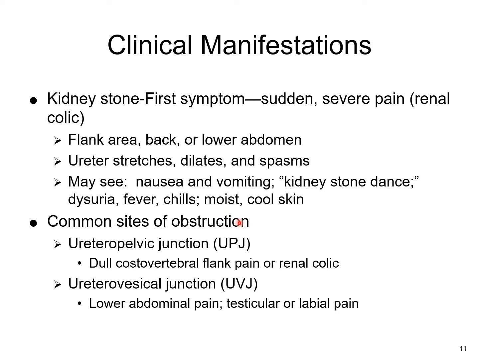The common sites of obstruction are the ureteropelvic junction area. If that's where the stone is lodged, you're going to see dull costovertebral flank pain or renal colic. That's what the patient will primarily be complaining of. If it's the ureterovesical junction area, the patient will be complaining of lower abdominal pain, testicular pain, or labial pain if they are female. So testicular for men and labial pain for women. You do have to have a sense of what some of the clinical manifestations look like.